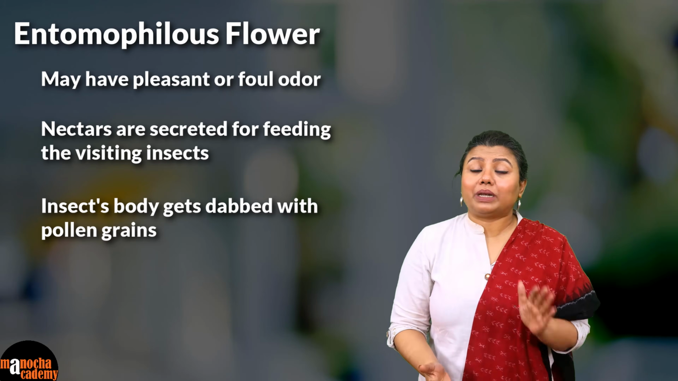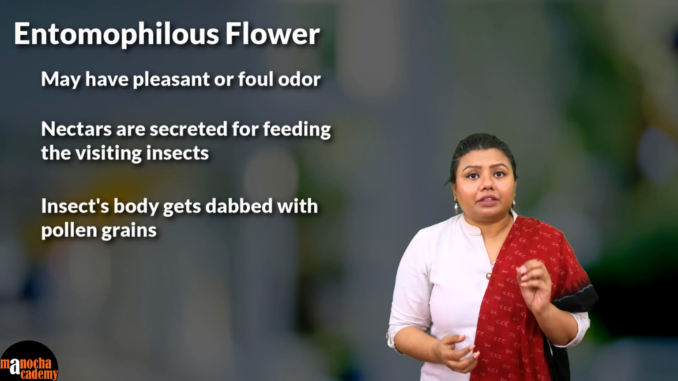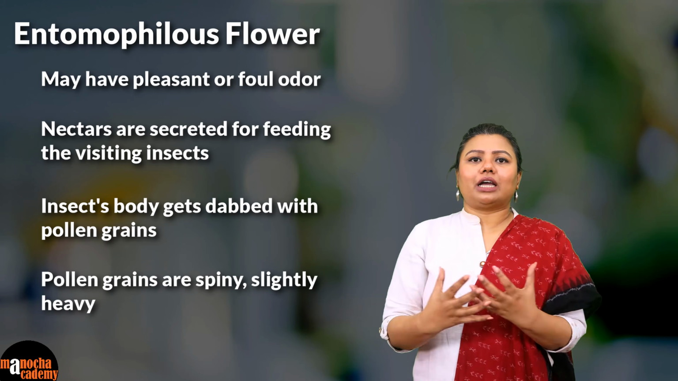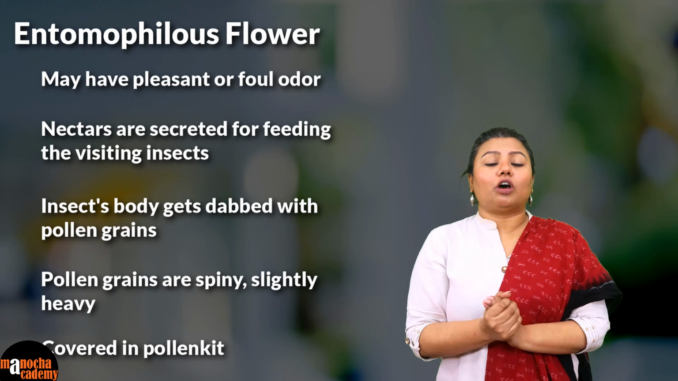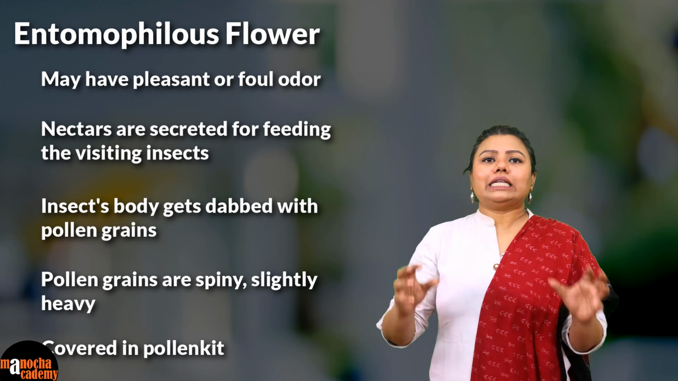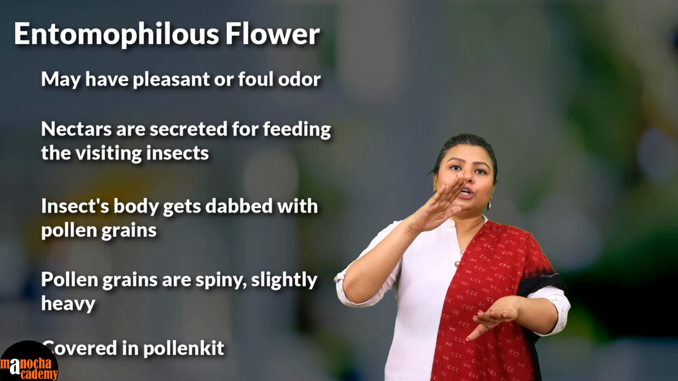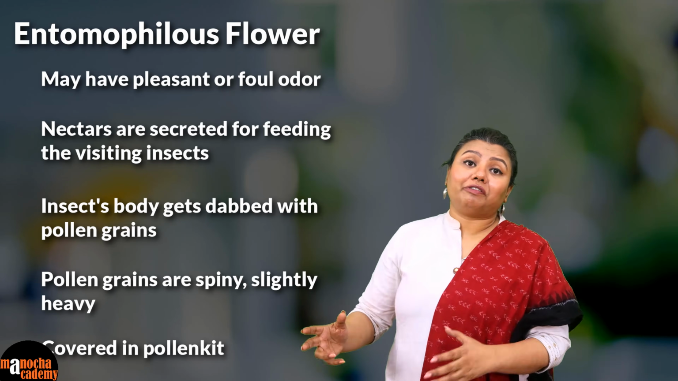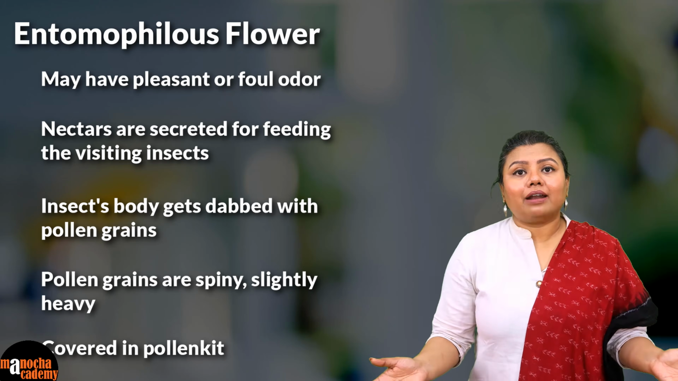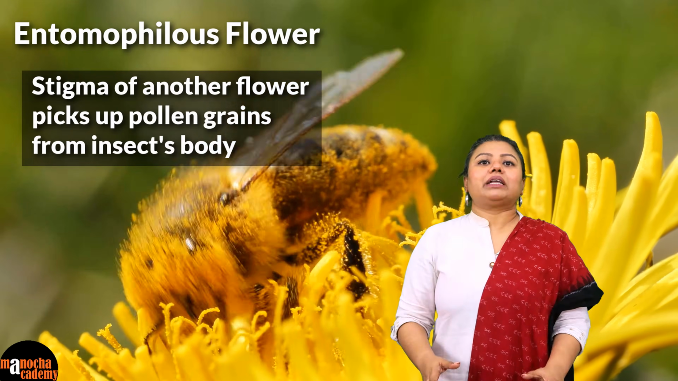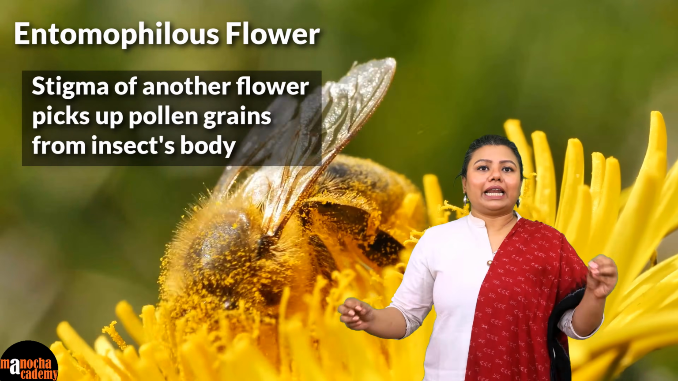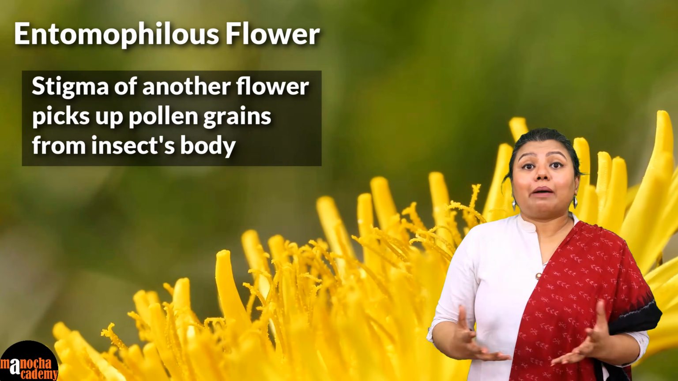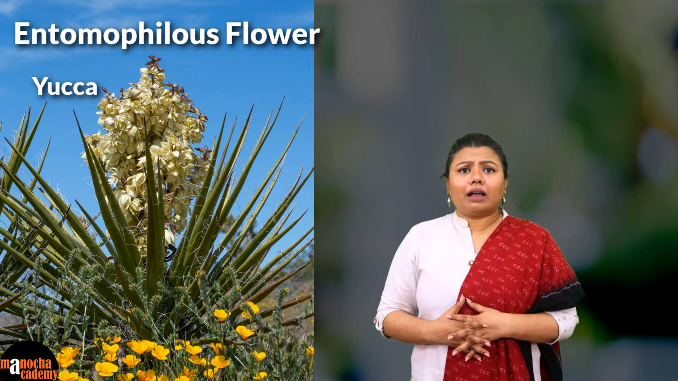Now these pollen grains will have to stick to the body. So they are either spiny, they are usually slightly heavy, and they have a yellowish colored sticky substance surrounding it which is called pollen kit. All these help the pollen grain to attach to the body of the insect, and when the insect goes out and flies to another flower, there the stigma picks up these pollen grains from the body and legs of these insects. Alright, so an example is yucca.